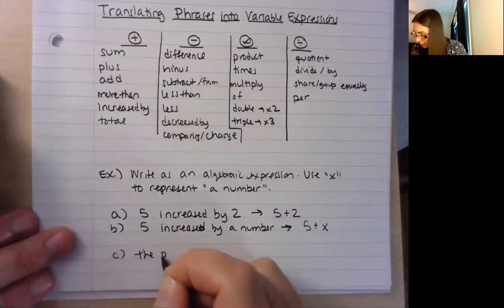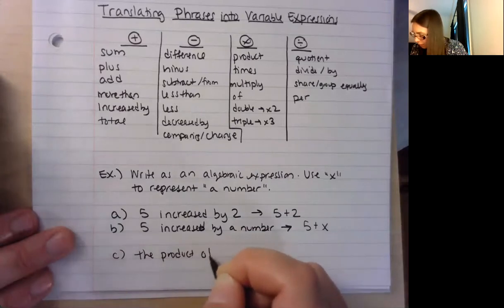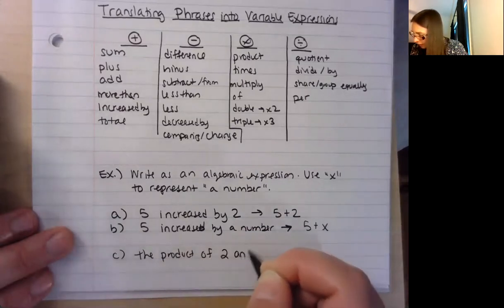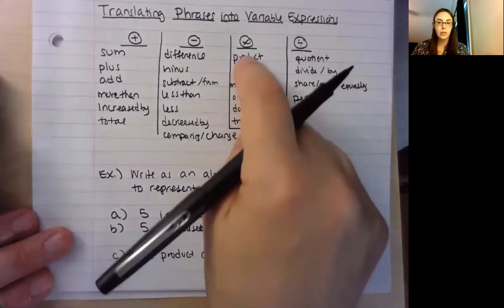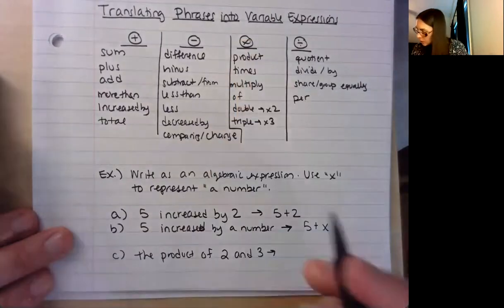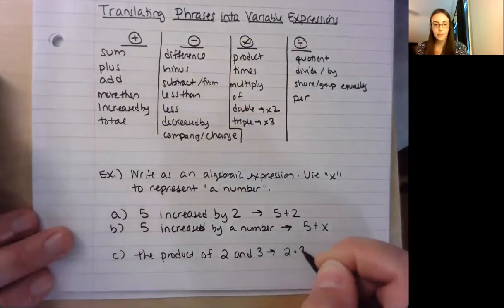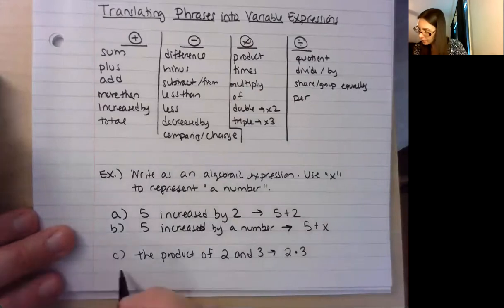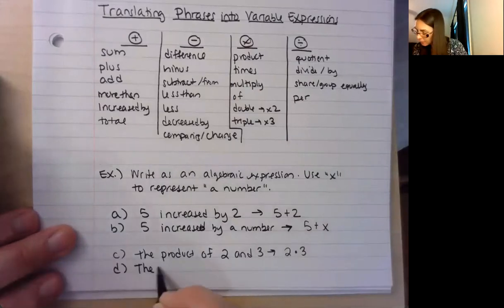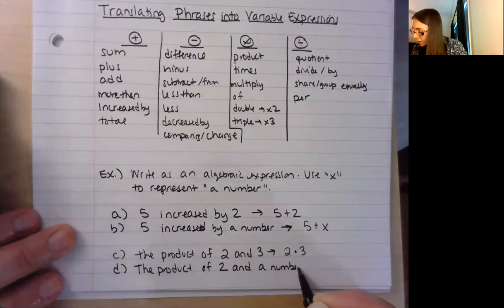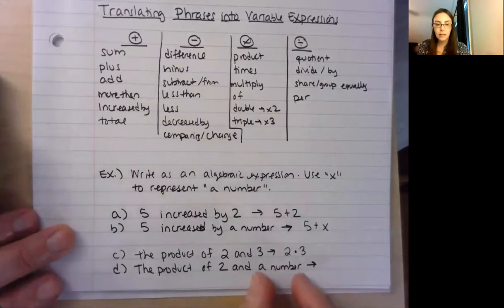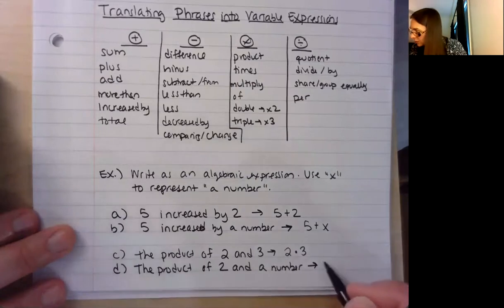The product of 2 and 3. Well, product means multiplication. So I'm going to be multiplying here. This would be 2 times 3. But we could take this to the next level, right? The product of 2 and a number. So the number I'm letting here be x. So we're going to do 2 times x, or just 2x.